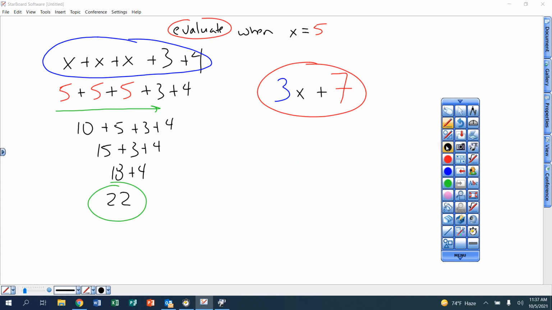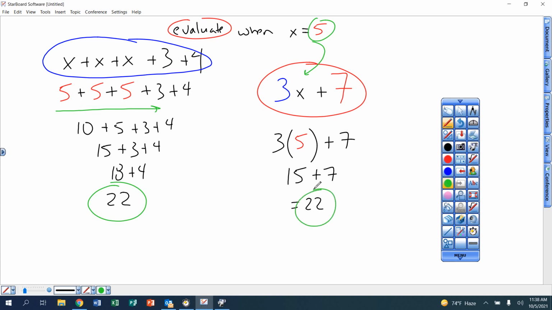But the reason we do this is because this one is much easier to evaluate. When I take that x and replace it with 5 and then add that 7, it's a quicker way to get that same answer. So 15 plus 7 gives me 22, the same answer I got over here, but quicker, easier, less chance for mistakes. Second word is sun.